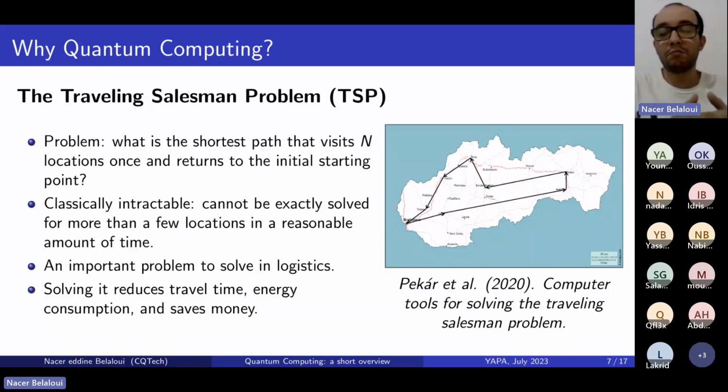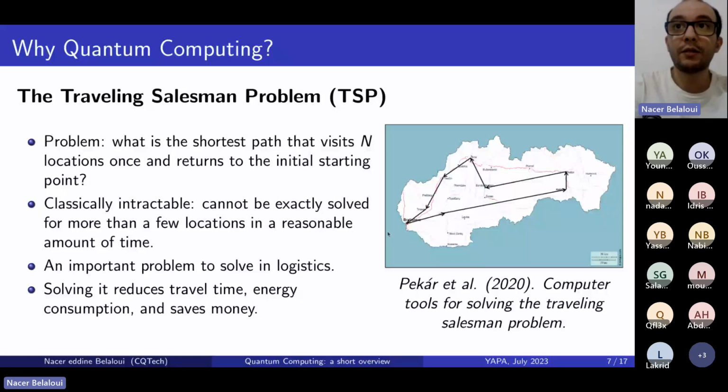So this translates to the shortest road, and you also want to visit these cities exactly once, because once you service them, there's no need to go back there again. This is the traveling salesman problem, a very important and central problem in logistics. And the problem definition I just stated was the shortest path that visits n locations exactly once and then returns to the initial starting point.